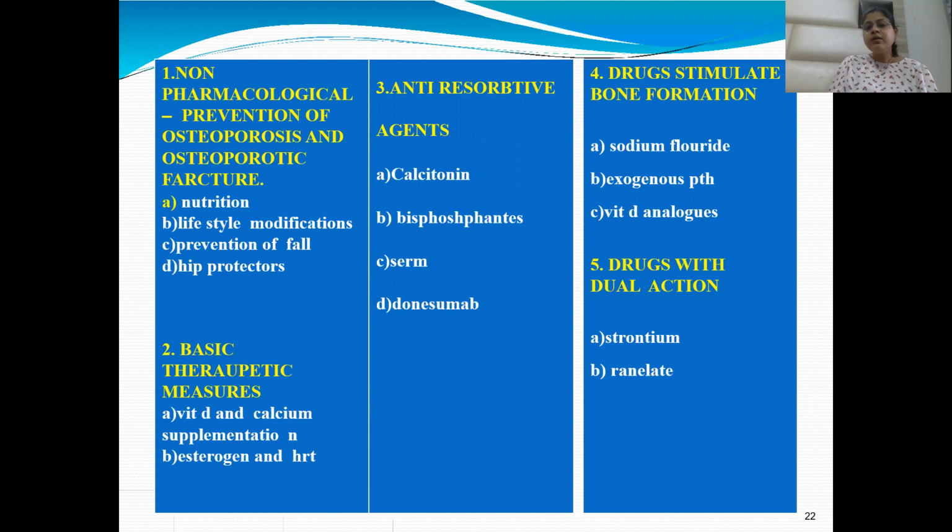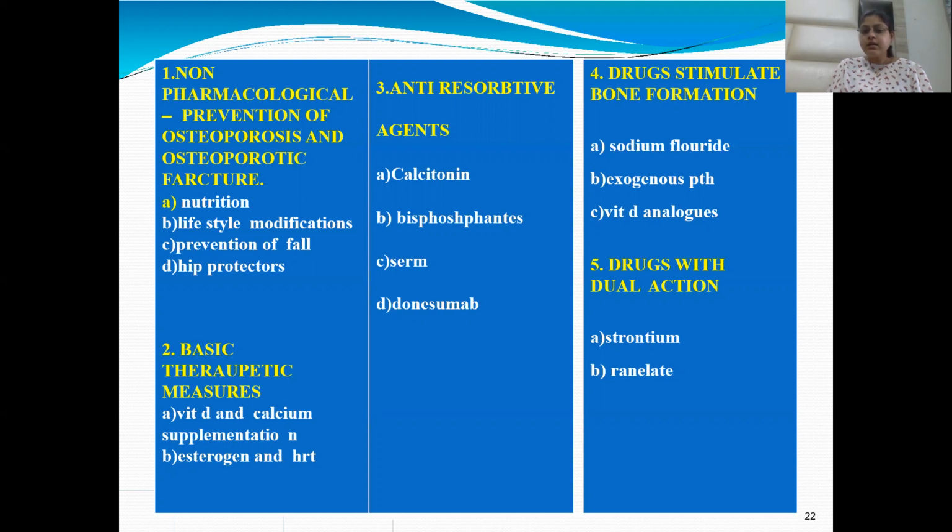Calcitonin is the drug which will shift the serum calcium from the blood to the bone. Bisphosphonates inhibit the osteoclastic activity. Selective estrogen receptor modulators help in increasing the HDL levels, increase the bone formation, and reduce the breast cancer risk and the endometrial cancer risk.